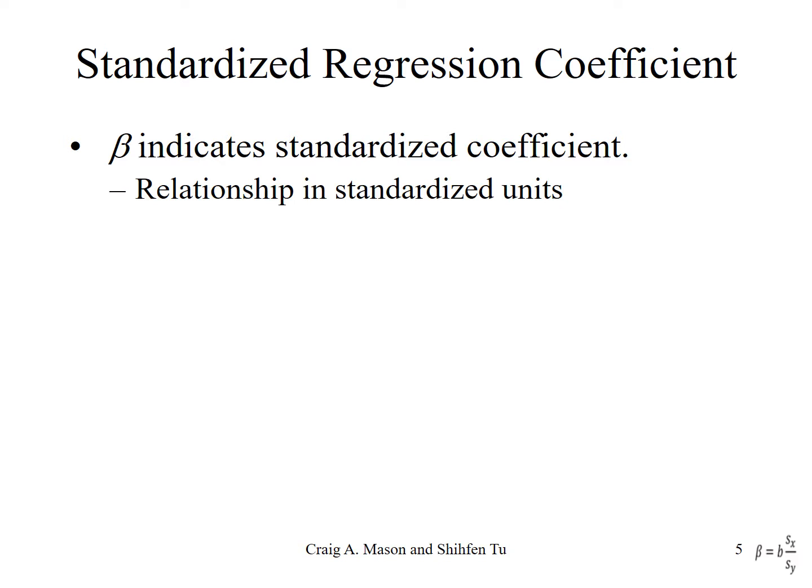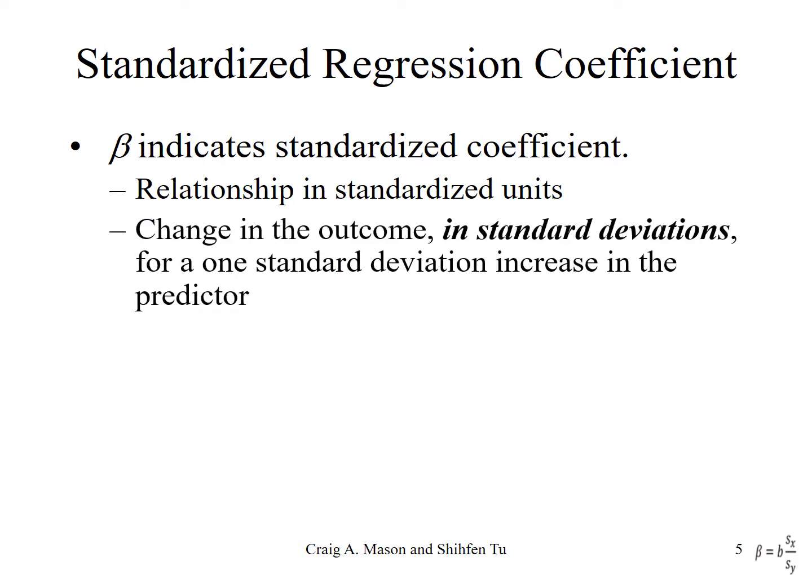In contrast, you can also have standardized regression coefficients. These are represented by the Greek letter beta. Standardized coefficients describe the slope or effect of a variable in standardized units, z-scores or standard deviations. The standardized regression coefficient indicates how many standard deviations the predicted score on the outcome increases with a 1 standard deviation increase in the predictor.